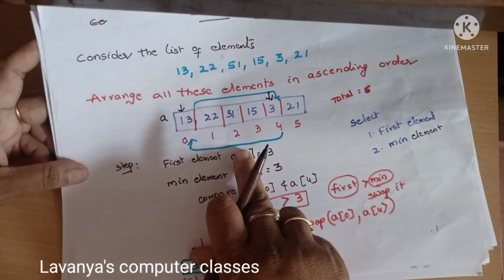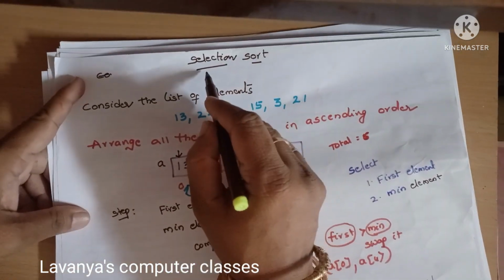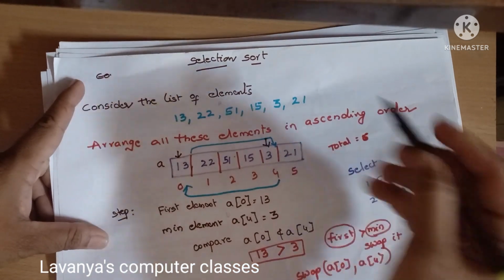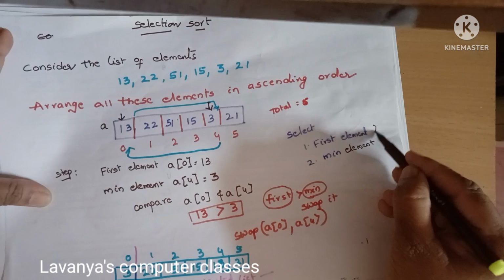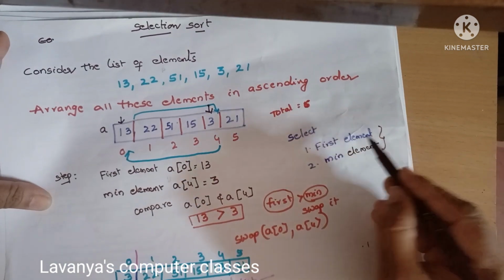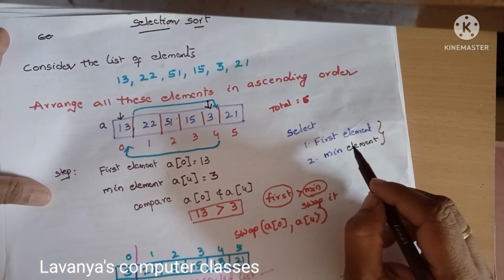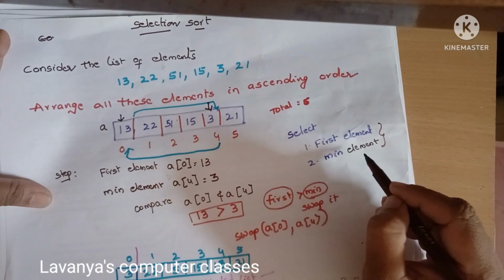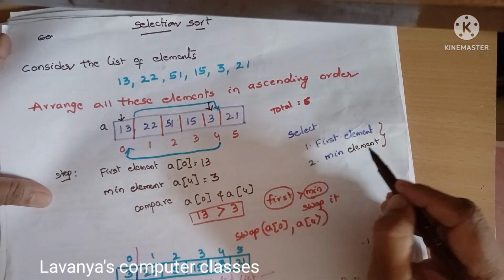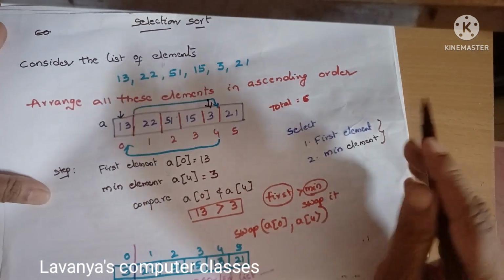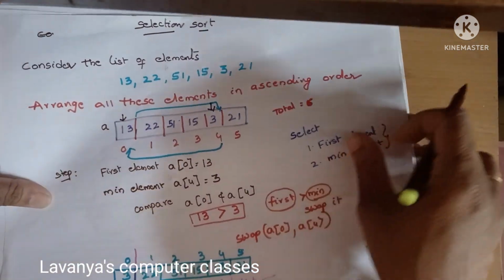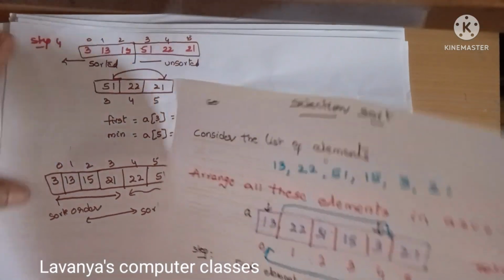So what does selection sort mean? Simple thing, in the name only it is there, just select. What you have to select is the first element and the minimum element. Then compare these two elements. The first element is always smaller than the next element, otherwise we have to swap it. If the first element is the minimum element, then it is not necessary to swap it, just leave it and go to the second step. So this is the procedure for selection sort.